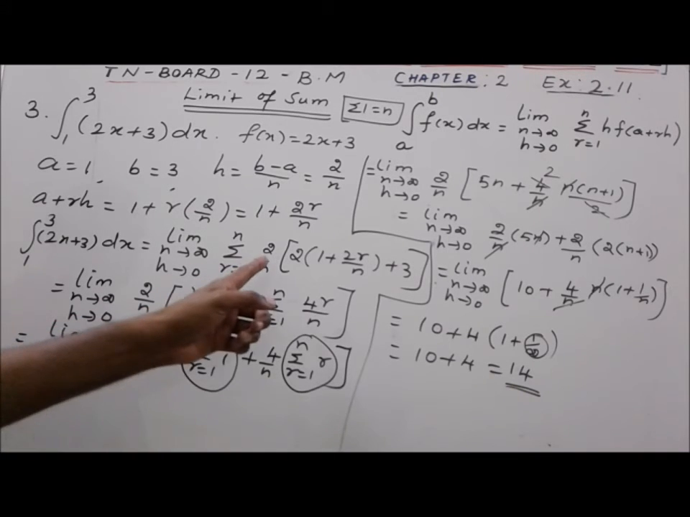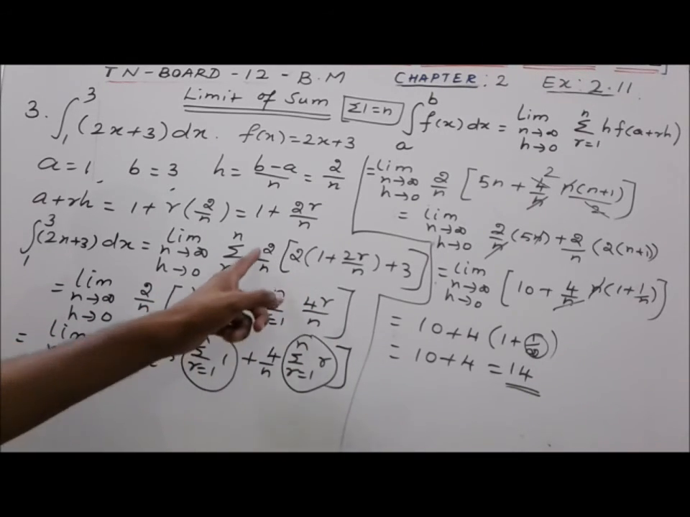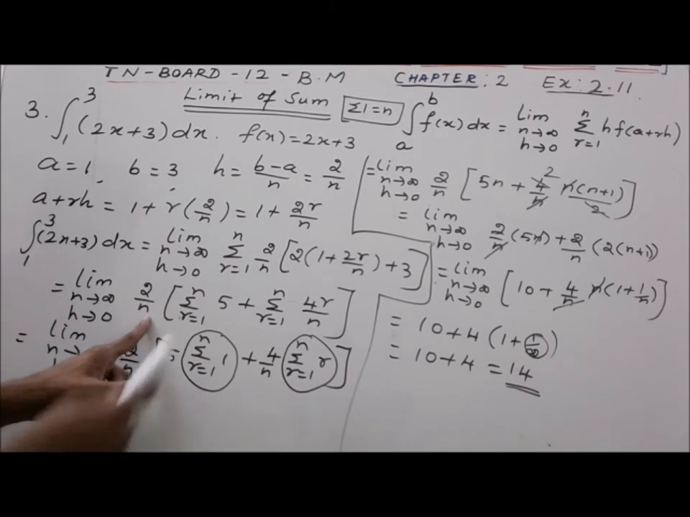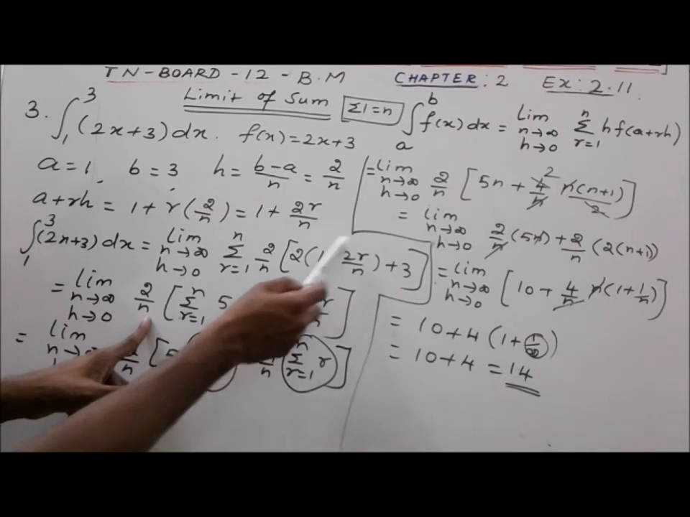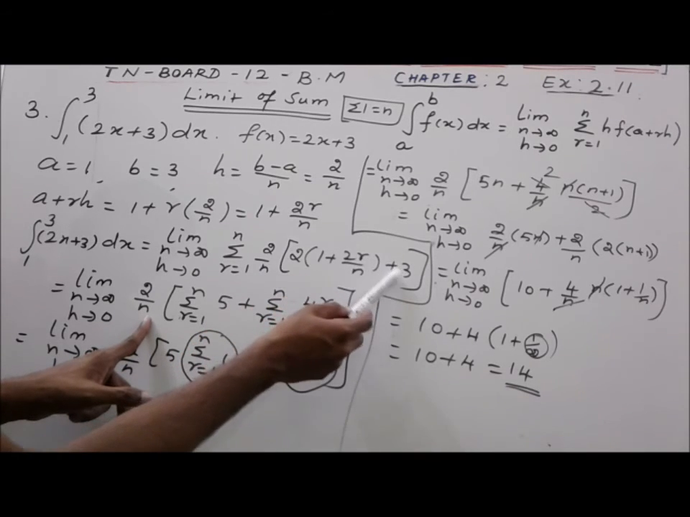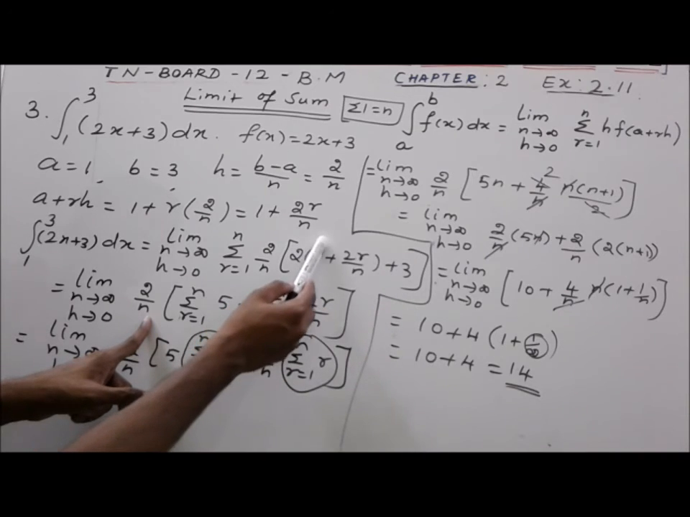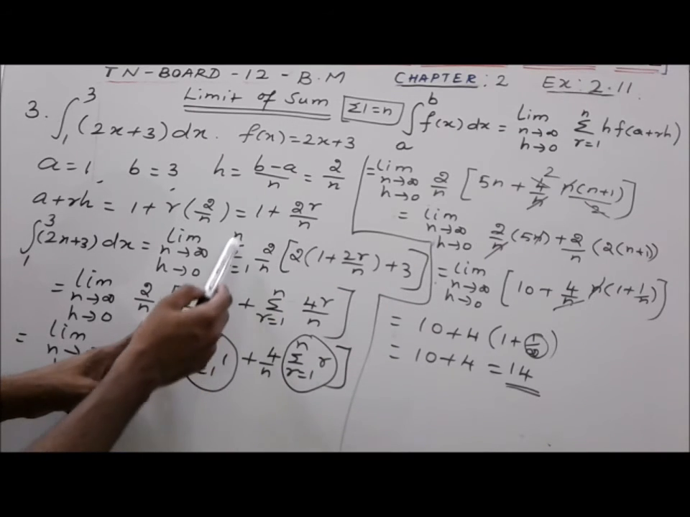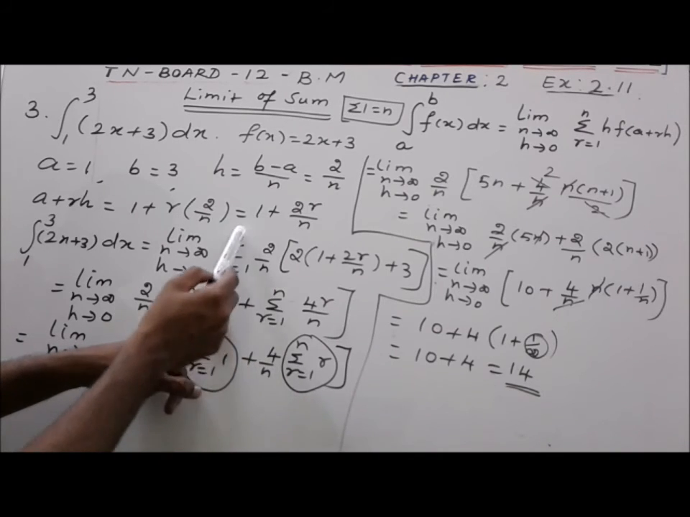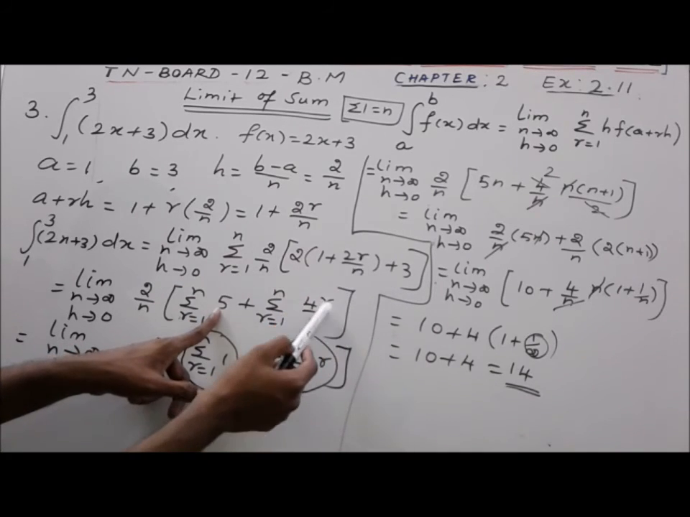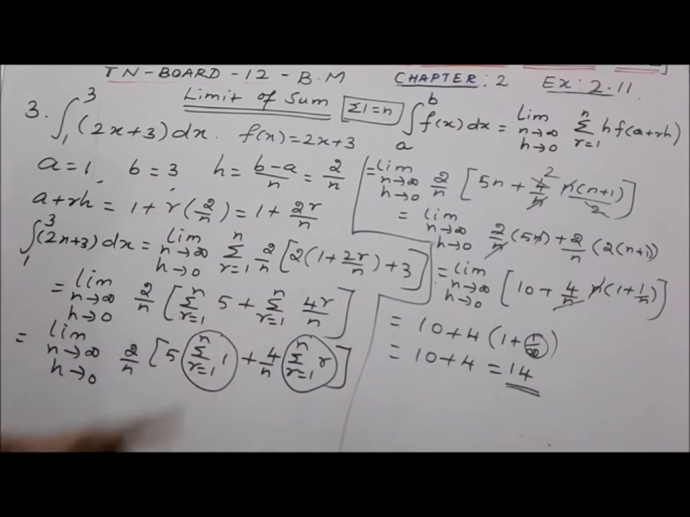Now multiplying the 2 inside. So 2 by n is here, and multiplying this inside we will get 2 plus 4r by n plus 3. Then 2 plus 3 becomes 5. So sum of r equal to 1 to n, 5, and then plus sum of r equal to 1 to n, 2r by n, and then multiplying this 2 inside we will get 4r by n.